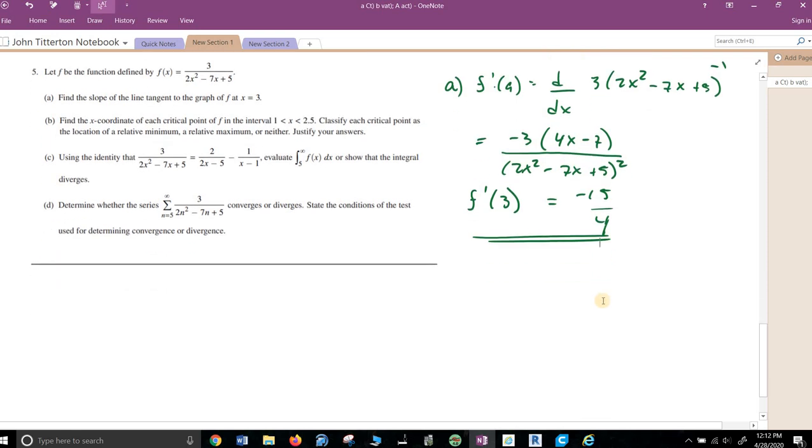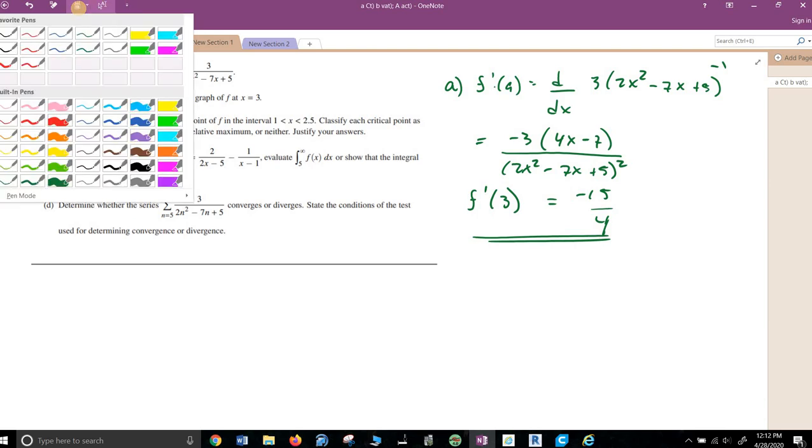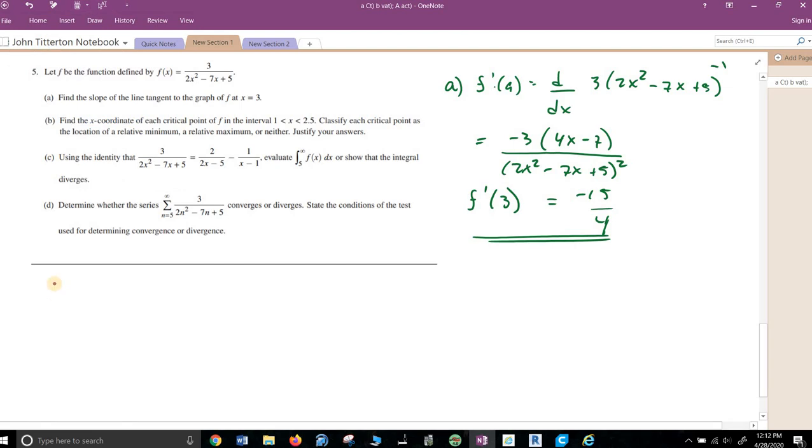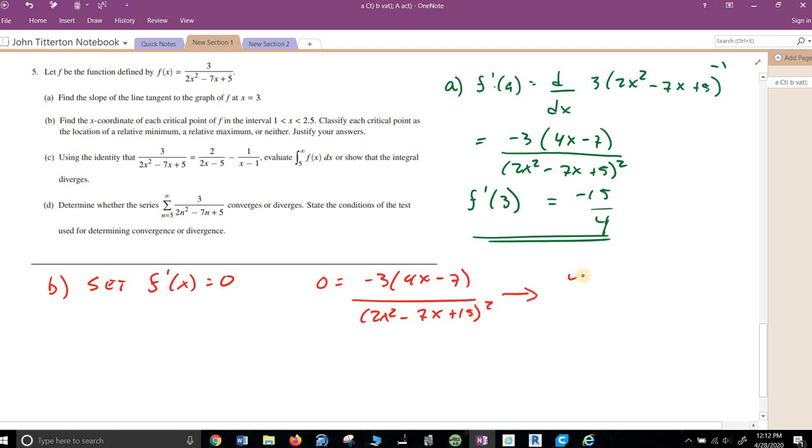It says find the x-coordinate of each critical point. So that's why we took the derivative in the first place. Notice how important it is to do the derivative correctly. So for B, f prime of x, set f prime of x equal to 0. 0 equals negative 3, 4x minus 7, 2x squared minus 7x plus 5 squared, meaning 4x minus 7 has to equal 0, equals 7/4.